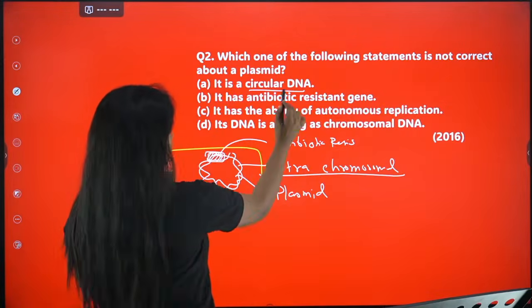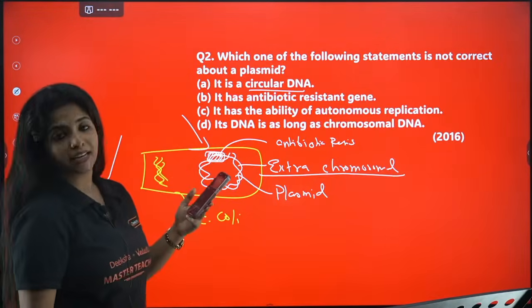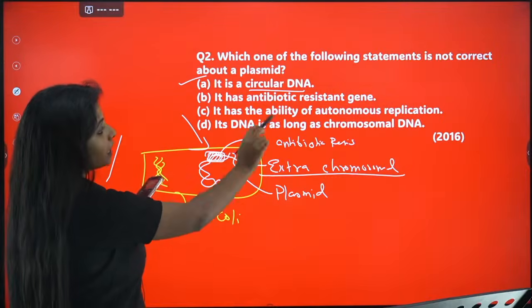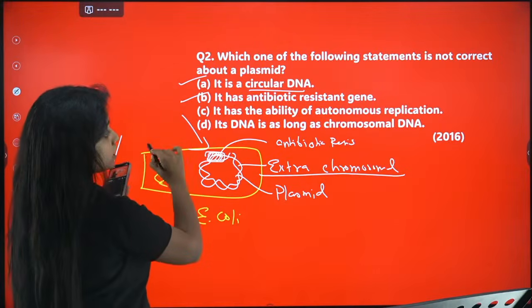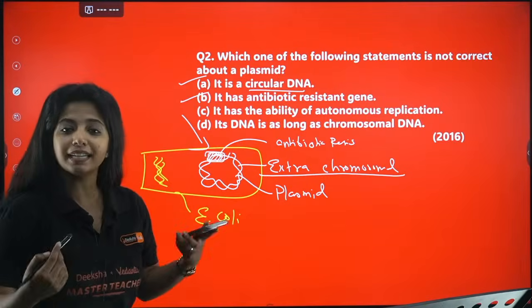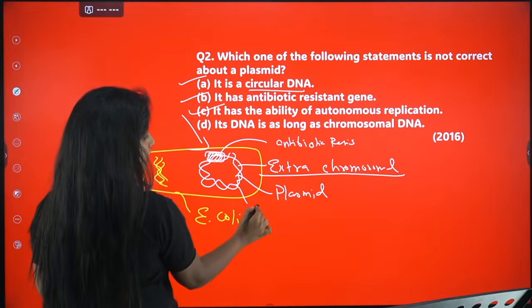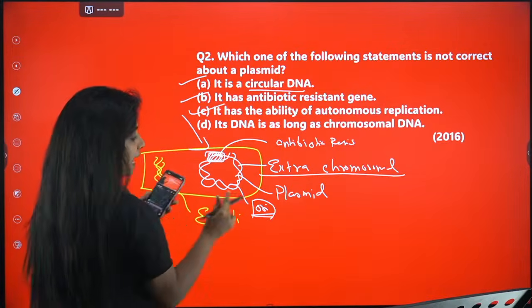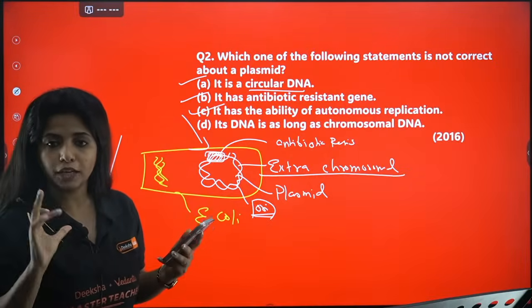It is a circular DNA. What do you see? It is a circular DNA. Yes, ma'am, it is. It has antibiotic resistance genes. Yes, it sometimes has. It has the ability of autonomous replication, as in it can replicate by itself. Yes, it has. Why? Because it has an origin of replication, a site which is very important for the replication to happen.